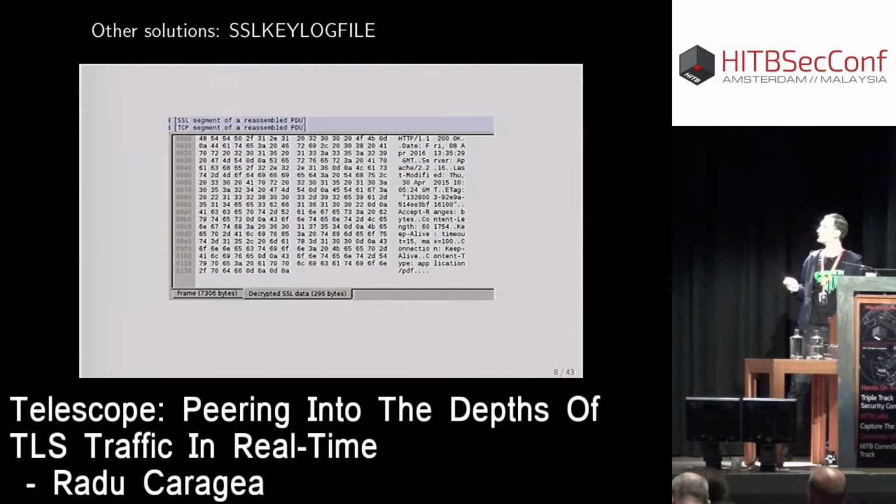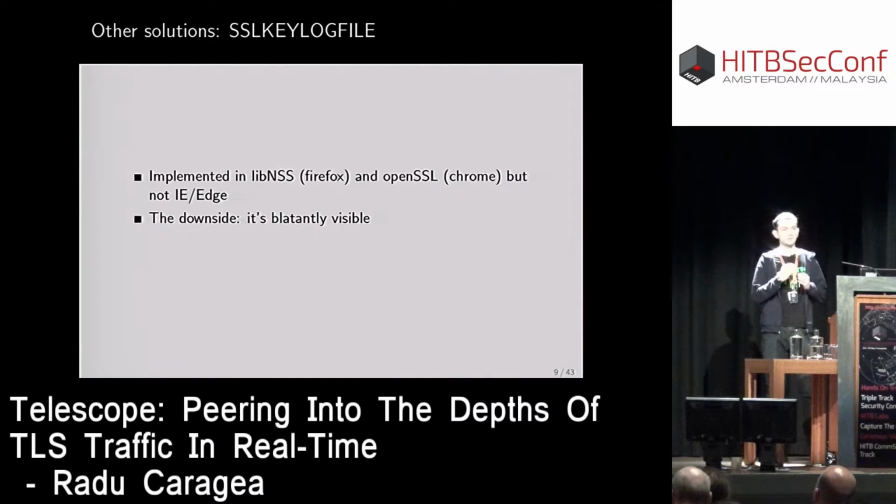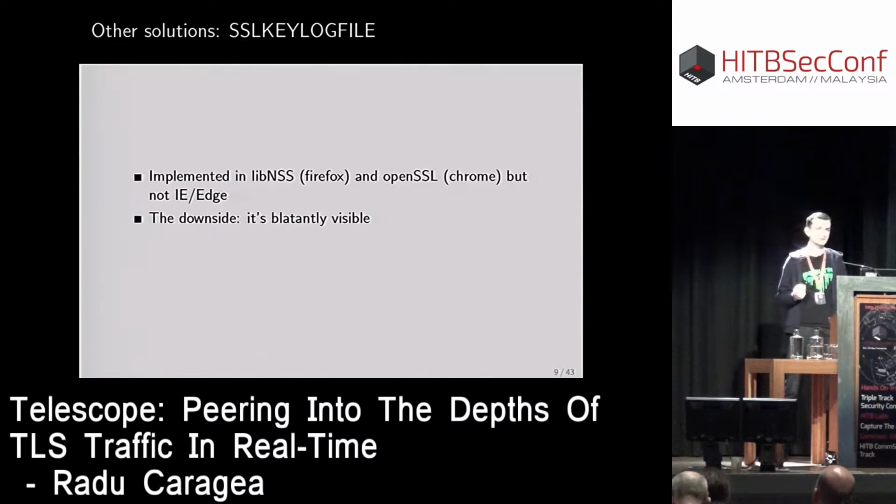HTTP response 200 OK. All right, so why don't we use this? Well, as I said, it's only implemented in Firefox and Chrome. And for example, in malvertising, we're also interested in exploit kits, in Silverlight, in Flash, whatever. We want to see Internet Explorer exploited as well. So we don't have this option in Internet Explorer. And moreover, it's really visible. I mean, it's an environment variable.